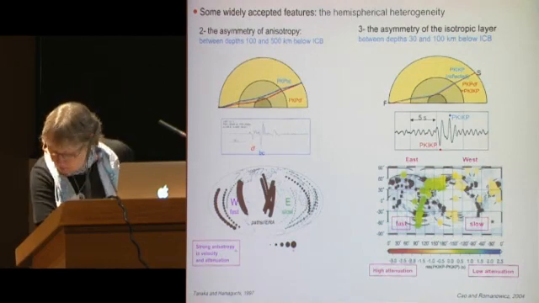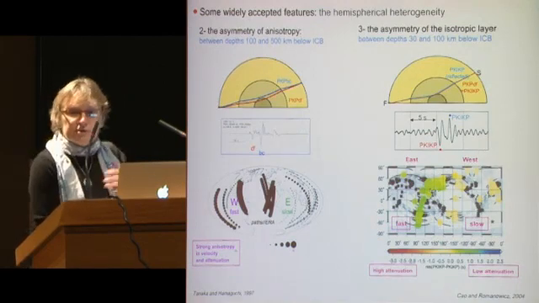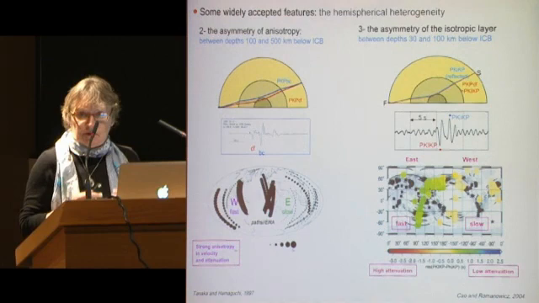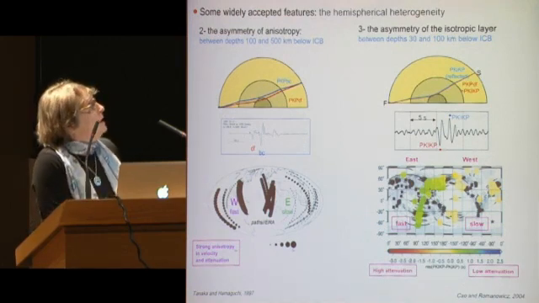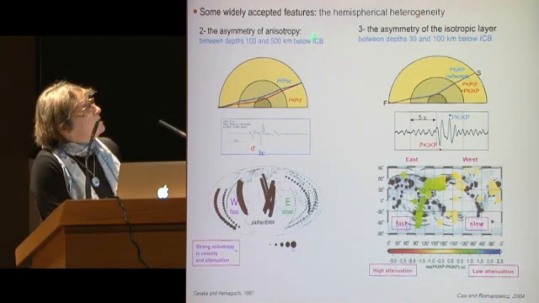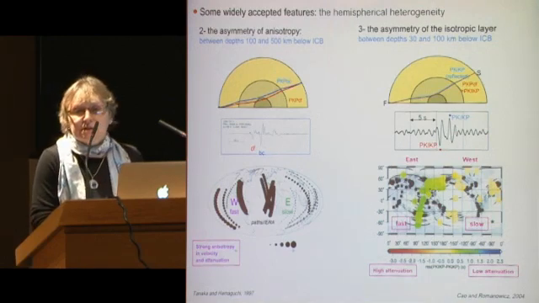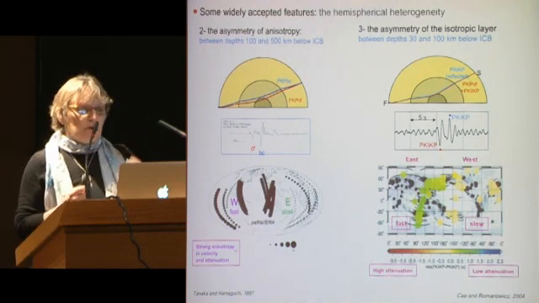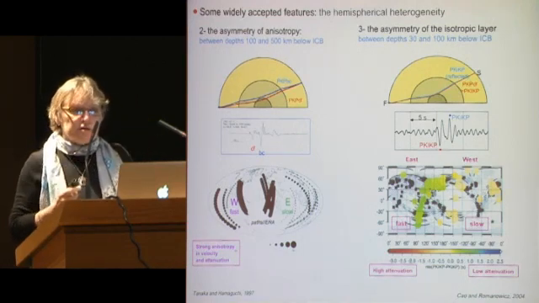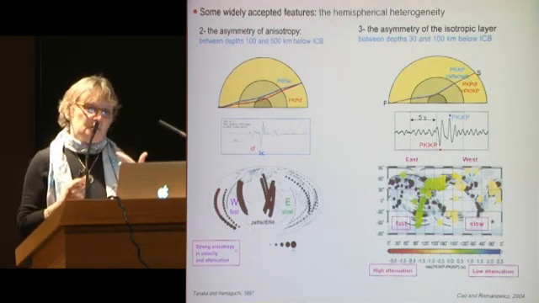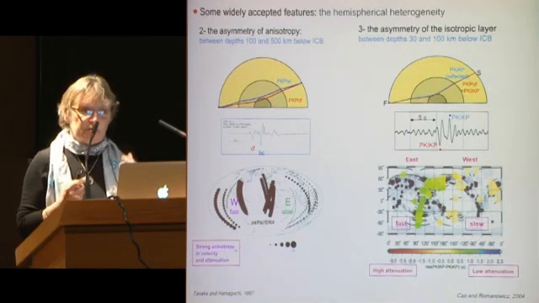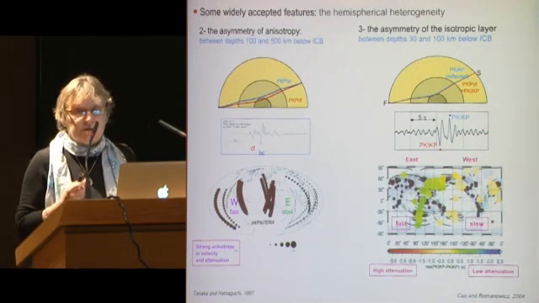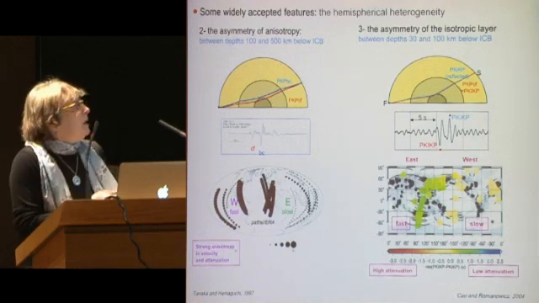Okay, another property which is important because it will be the basis of what will follow is the fact that there is a hemispherical heterogeneity in the inner core. And this is not trivial. I mean, everybody may think that the inner core has a symmetry with respect to Earth's rotation axis, and this is not the case.